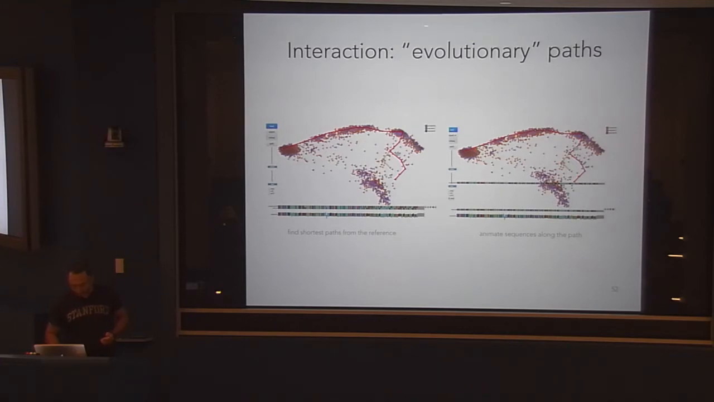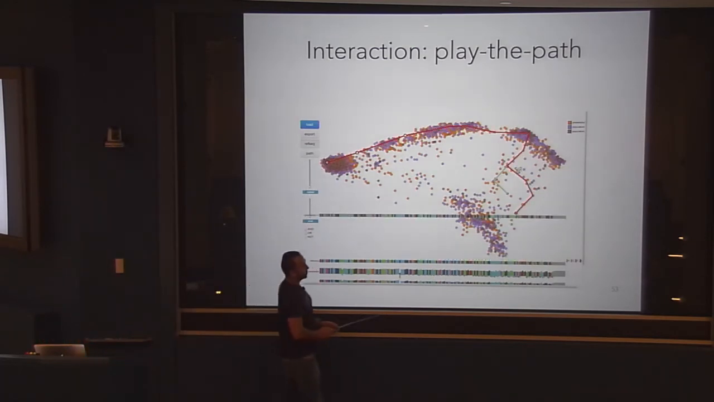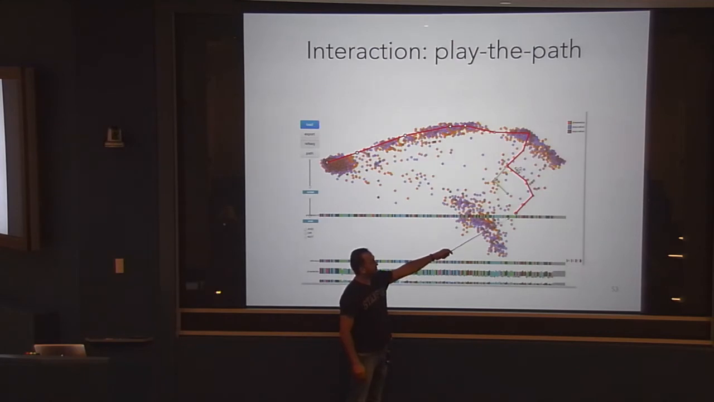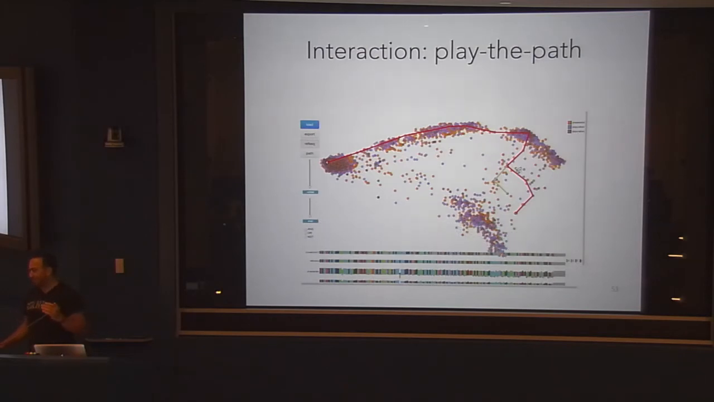In this case, we are using shortest path. It doesn't have to be shortest path, right? Given the reference, I pick another reference, another sequence, and I can compute the shortest path. It's just a potential path. It's not a real evolutionary path, but it's going to let you explore different paths interactively.